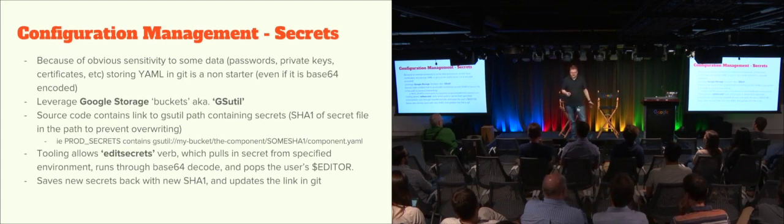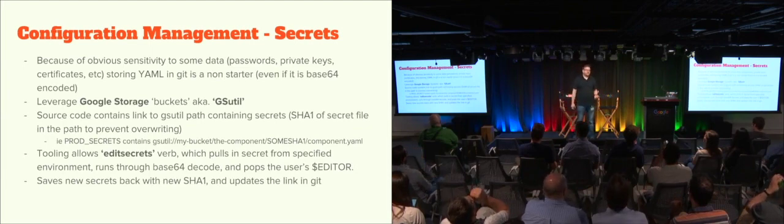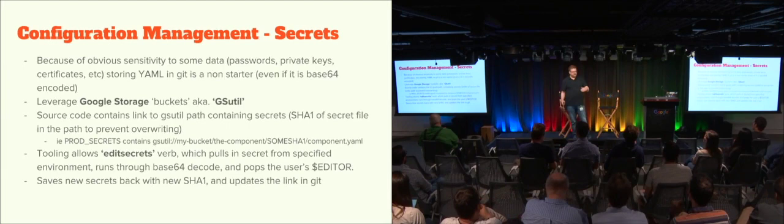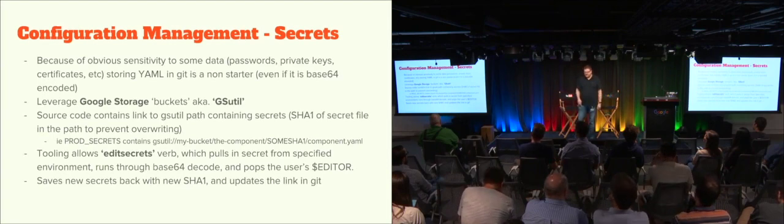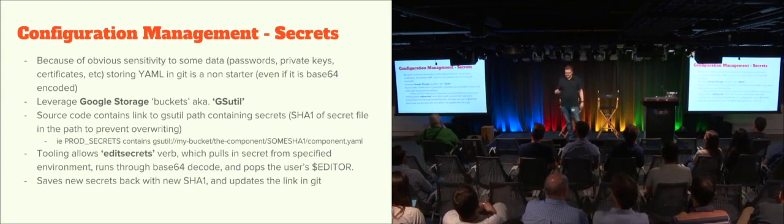We only wanted our developers to have access to the public-facing stuff, and only our CTO and VP of engineering to have access to our financial data secrets. So this actually allows us to do that. What we end up storing in our code repository, instead of the actual contents of the YAML, is a special file that's essentially a symlink to the YAML. You can see an example there. It goes to my bucket, the component, some SHA.